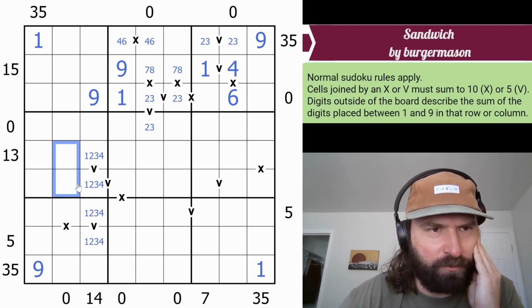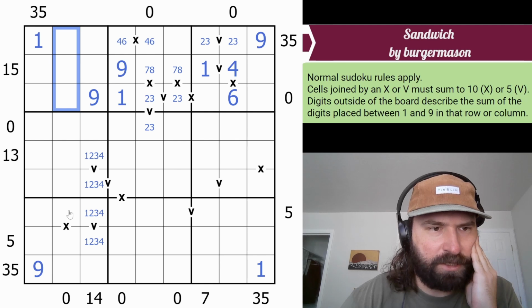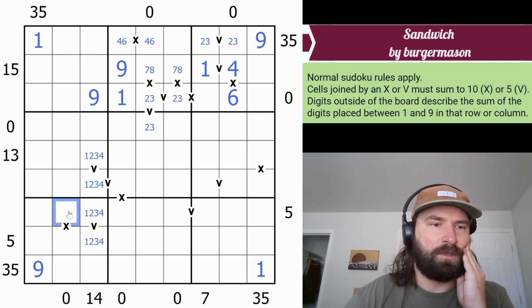I think 9, 1 absolutely has to go here, because it can't go in these 3 cells. They have to be next to each other. It can't go in any of these 4. You couldn't put it here, because if you put 1 here and 9 here, you'd have to put a 1 here to add a 10. So now that's just leaving these cells for the 9 and the 1 to be in.